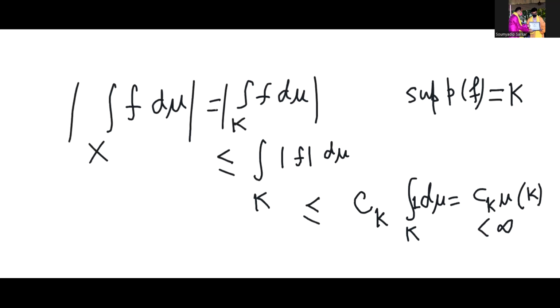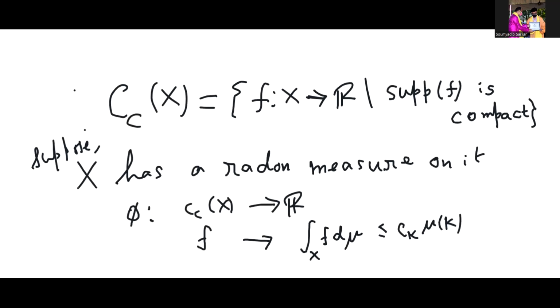So the map we defined, this map that takes f to the integral of f d mu, you can easily see that this is a positive linear function. Because if f is positive, then the integral of f d mu will also be positive, because we are not talking about signed measure or anything like that. We are just talking about a normal measure, which takes only non-negative real numbers, possibly infinity. So these are positive linear functions.